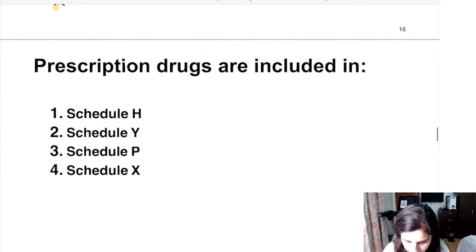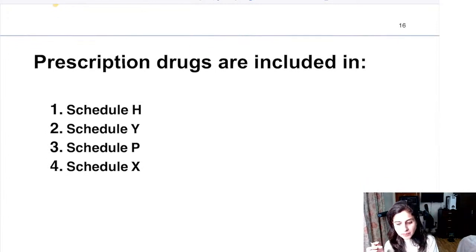Okay, the next one. Prescription drugs are included in which schedule? Is it H, Y, P or X? Prescription drugs are included in which schedule? Schedule H, schedule Y, P या X?